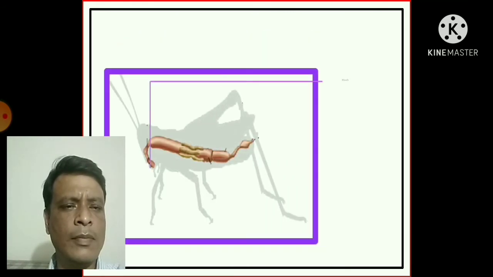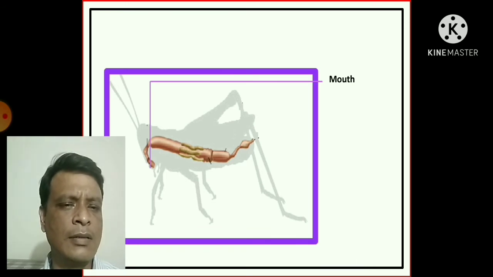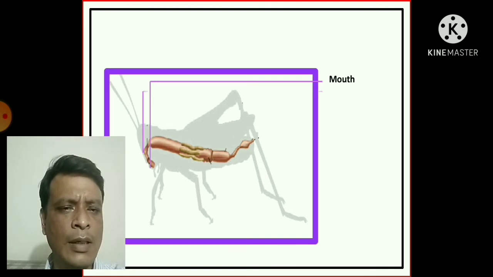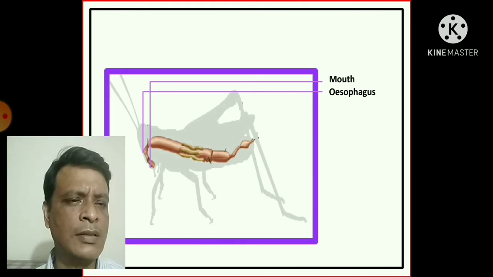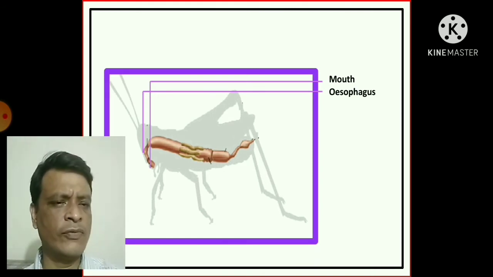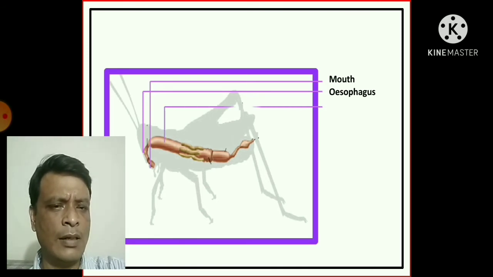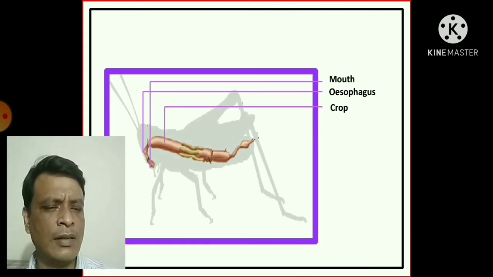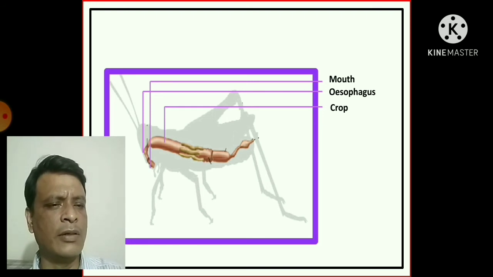Now let's see the alimentary canal in grasshopper. This is the mouth, and this is the esophagus. The mouth leads to the esophagus. It is a hollow tube-like structure. And this is the crop. This is a sac-like structure, which is actually responsible for storing the food particles.